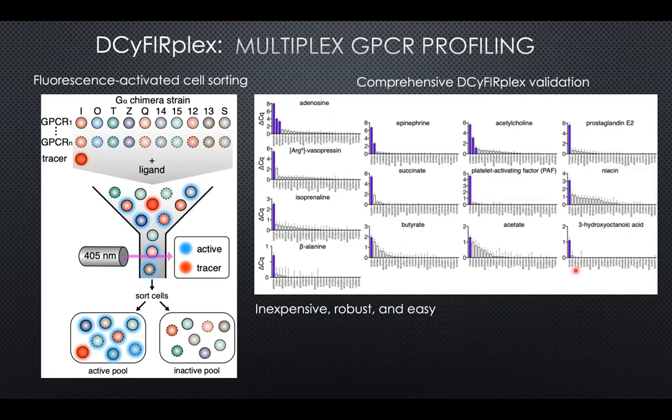Of course, we had to validate this against all of our known GPCR ligand interactions, and that's what this slide just conveys, that basically we did the testing, we did the plexing, all the receptors responded to their known agonists.